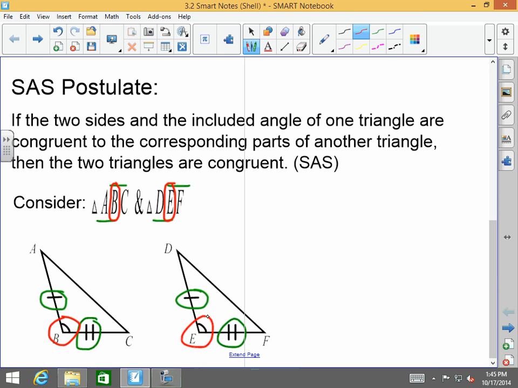So we have a side, angle, side. We have 2 sides of one triangle and the included angle congruent to the corresponding parts of another triangle, making both triangles congruent. SAS, side, angle, side.